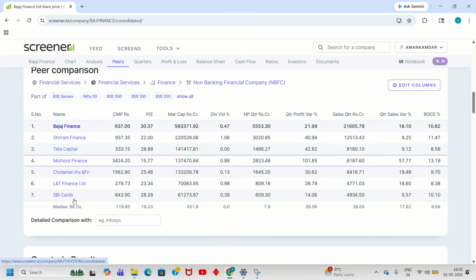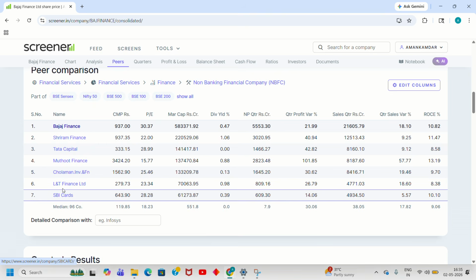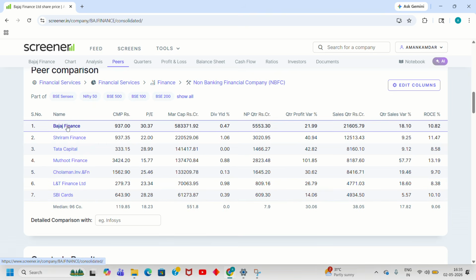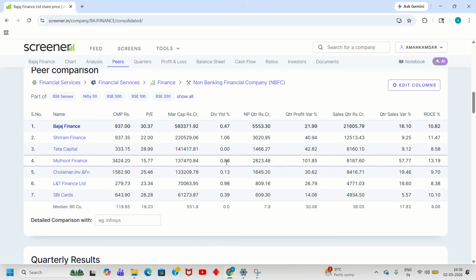Now we move on to the peer comparison. These are all the different companies which are in a similar industry as Bajaj Finance. Here we can compare using the price to earnings ratio. This is the median price to earnings ratio. If the company's price to earnings ratio is more than the median, that suggests that the company is overvalued, or it may be a case that investors are optimistic about the future growth of the company. We can also see the dividend yields, which companies are giving dividends and which are not.